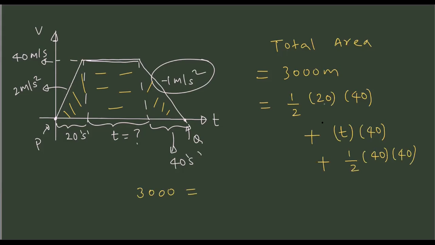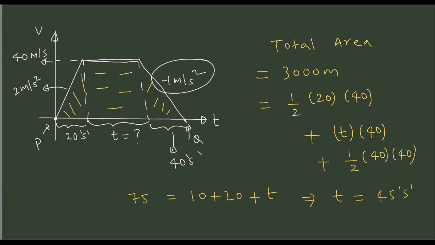So this is how much? 400. Yeah, I think we can cancel 40. So from everywhere, if I cancel 40, what do I get? I think the left hand side will be 75. And 10 plus 20, plus t. So t comes out to be 45 seconds. But this is algebra, we can do it whichever way we want.